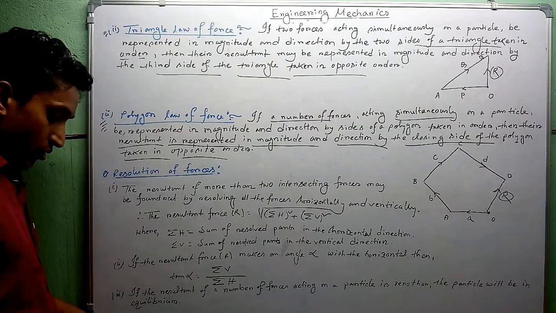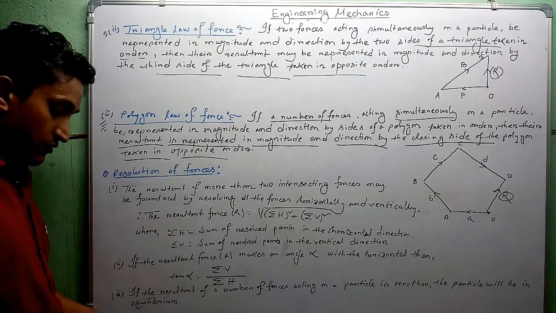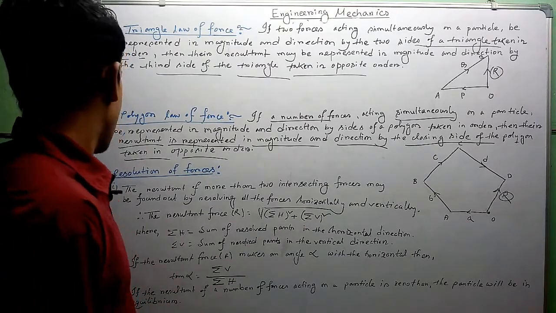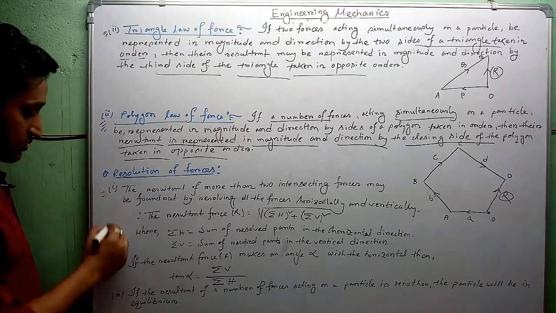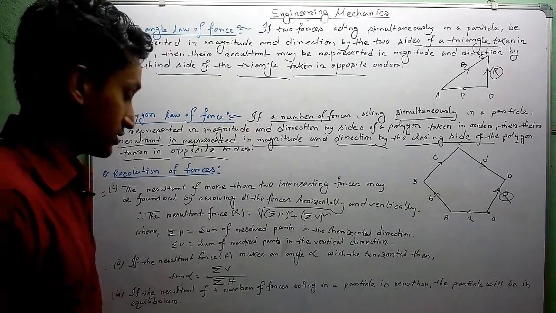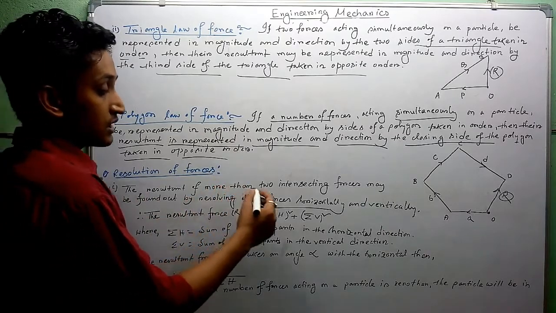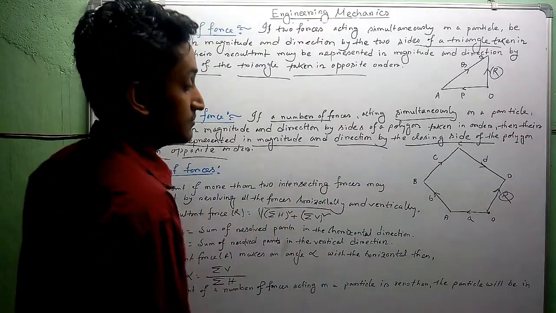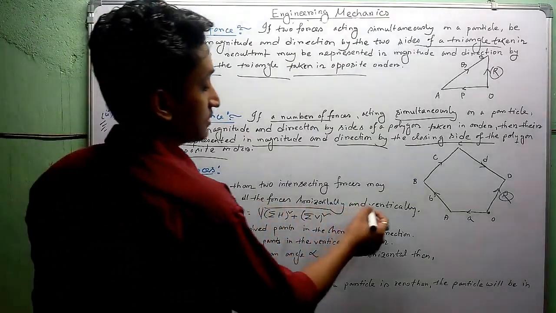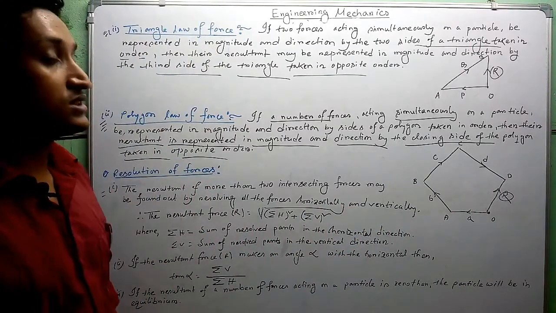Then we have to know about the resolution of forces. What is the resolution of force? There are some points, 1, 2, 3 and so on, and we have to know what the resolution of forces is. First one: the resultant of more than two intersecting forces may be found out by resolving all the forces horizontally and vertically.